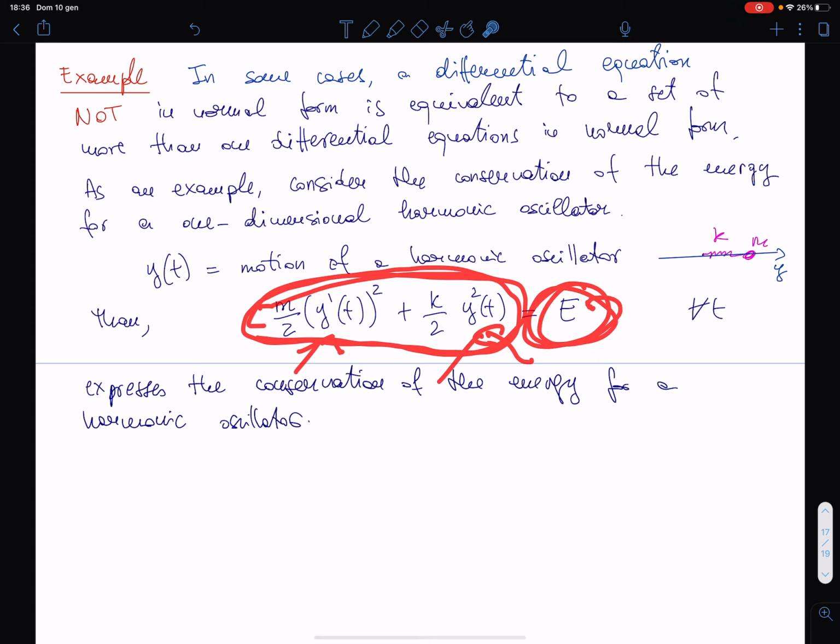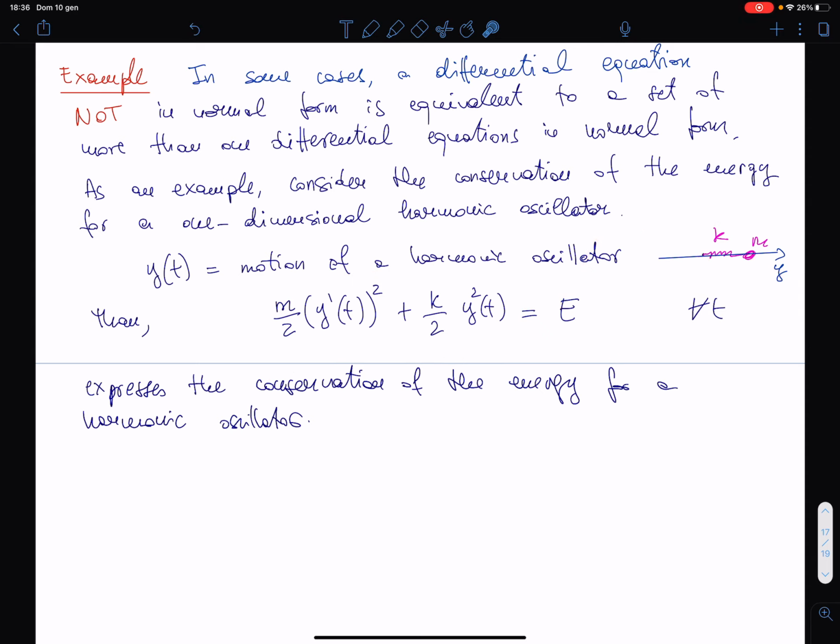Of course, when you change the initial condition, you can change E. If you take this spring very far away from the equilibrium point, then the energy rises, so you can vary this value of E. However, once you leave the mass free to move, this E will be constant. This is conservation of the energy. Physically, this is conservation of the energy.